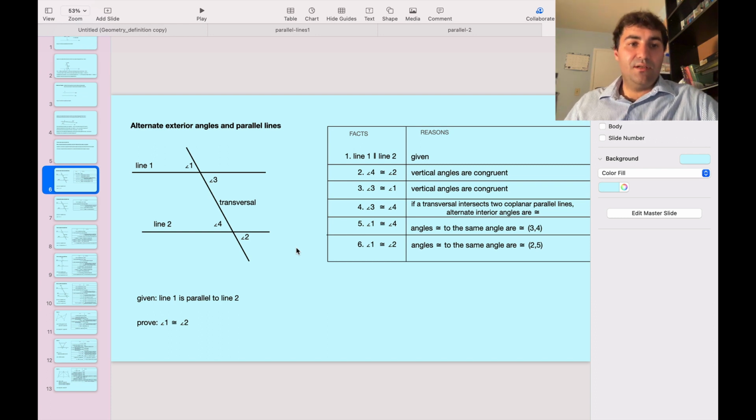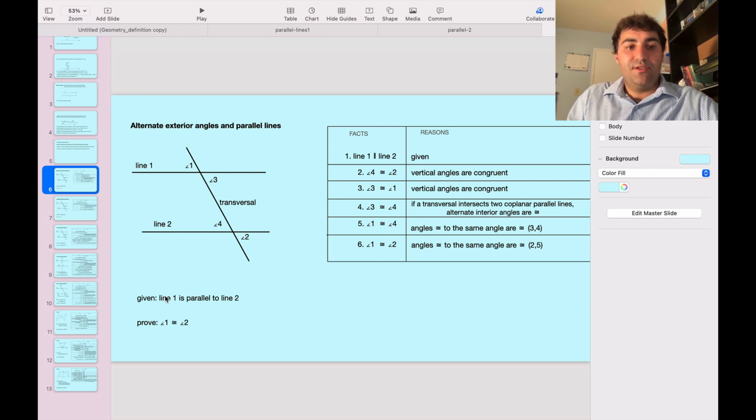So I'm going to use that to derive some more properties, like alternate exterior angles and parallel lines. Let's take a look at this. We have line 1, line 2, and a transversal. Angle 1 is going to be an alternate exterior angle to angle 2, right? They're both in the exterior region. They're not between line 1 and line 2, and they're on opposite sides of the transversal, right?